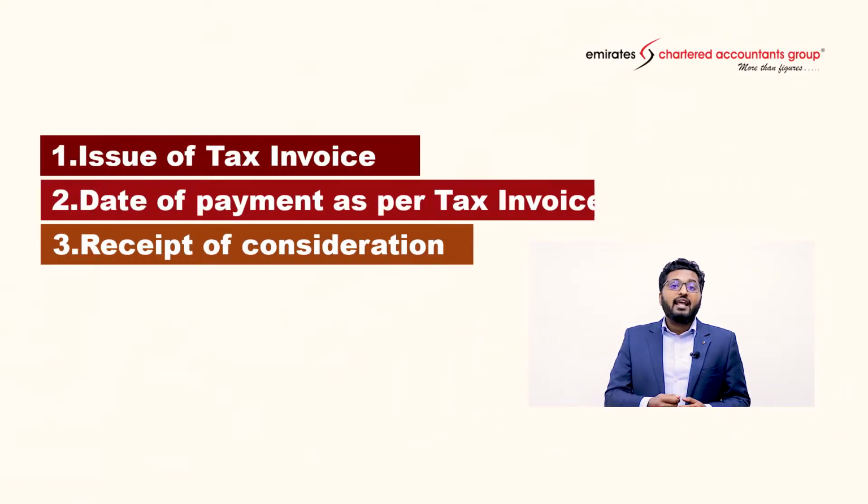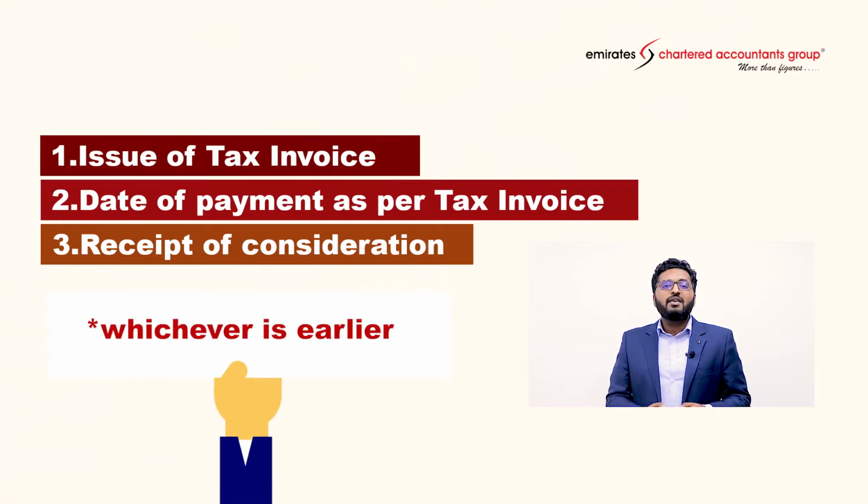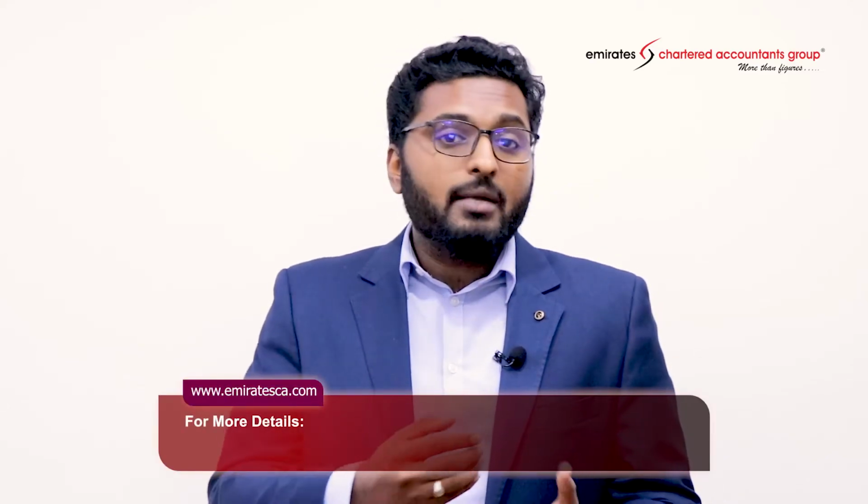Date of supply rules are based on three categories. Number 1, when a tax invoice is issued. Number 2, the date of payment as per the tax invoice. And 3, the date on which we receive money. On the basis of these three, whichever comes first will become the date of supply, and at that point we'll have to raise a tax invoice, collect tax and pay it to the government. This is in the case of a one-time supply.